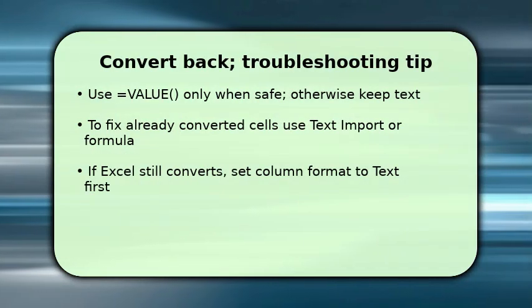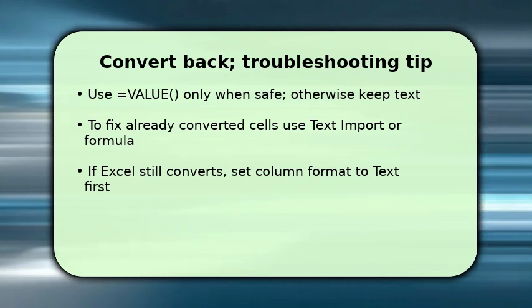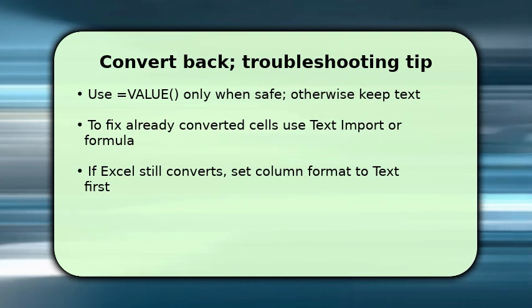If you must turn text into numbers, use VALUE or paste special multiply by 1 on a helper column after confirming formats. If cells were already converted to dates, re-import with text type or restore from the original file and repeat paste as text. Troubleshooting.